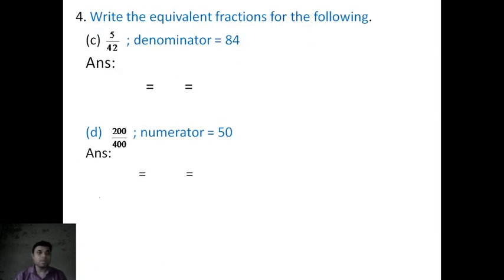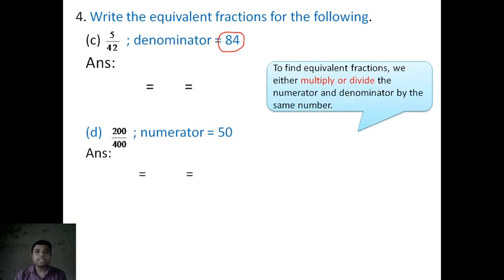Now write the equivalent fractions for the following. 5 by 42, denominator 84. You have to make the denominator 84. First see the rule. To find equivalent fractions, we either multiply or divide the numerator and denominator by the same number. Please remember it, my dear student, by the same number.